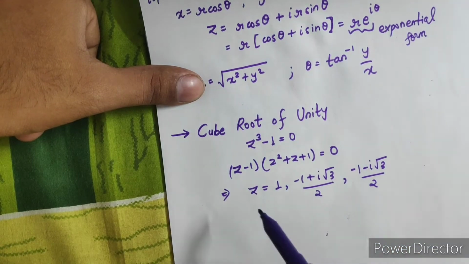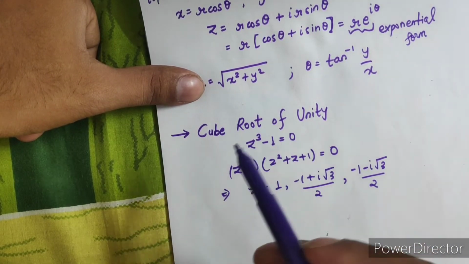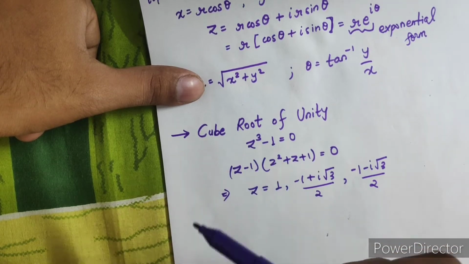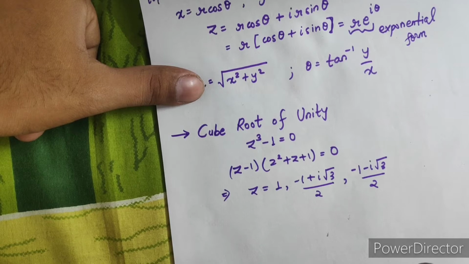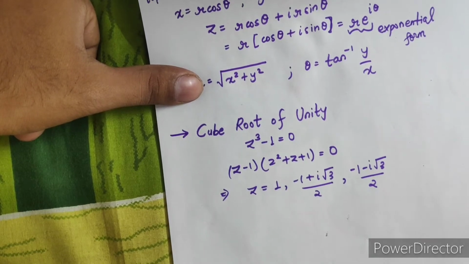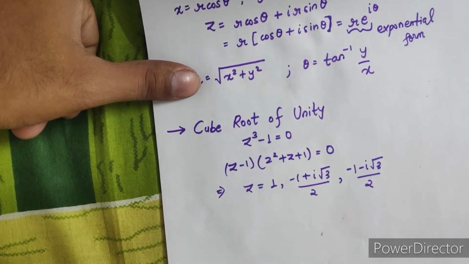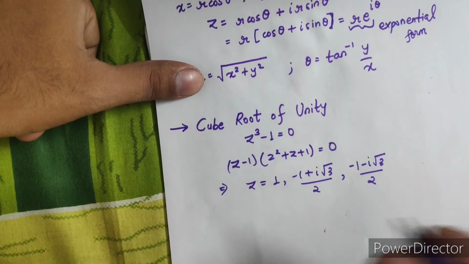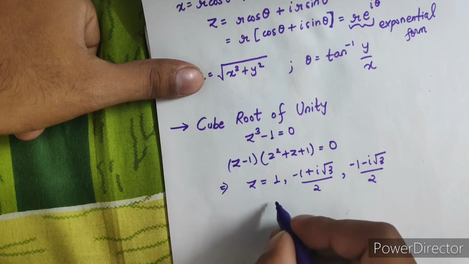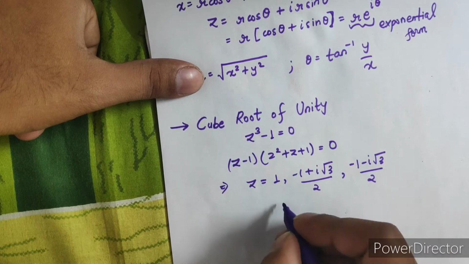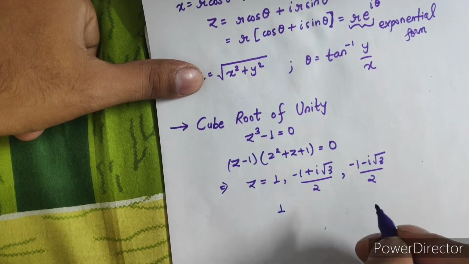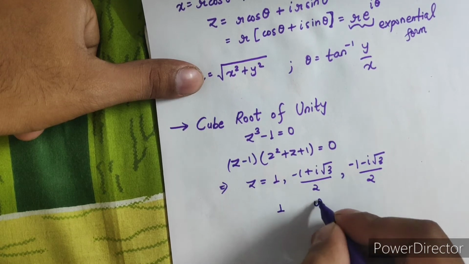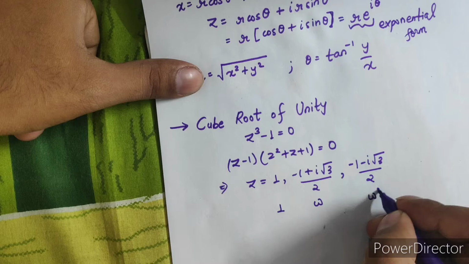Okay, these are the three roots of this equation, because this is a third degree equation, so we will obtain three solutions. These are called the roots of this equation. This is further represented as, this is known as 1, this is known as omega, and this is known as omega square.